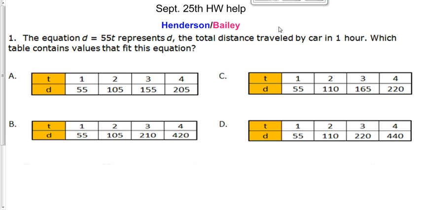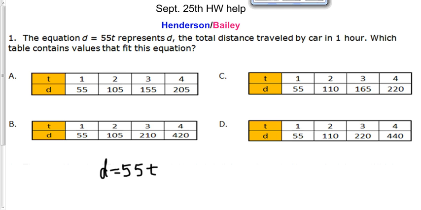In question 1, the equation d equals 55t represents d, the total distance traveled by a car in 1 hour. Which table contains the values that fit this equation? Again, before you start to solve anything, you need to make sure you understand the equation that we have.